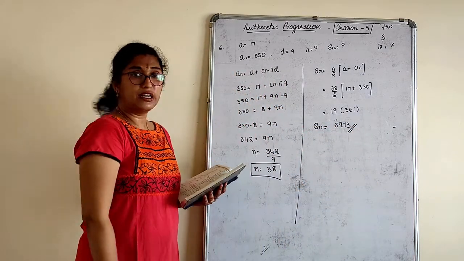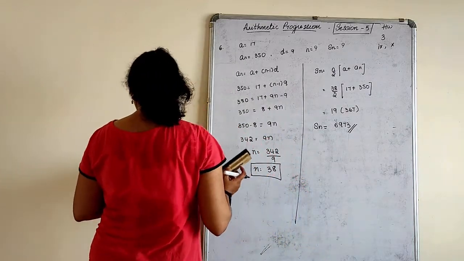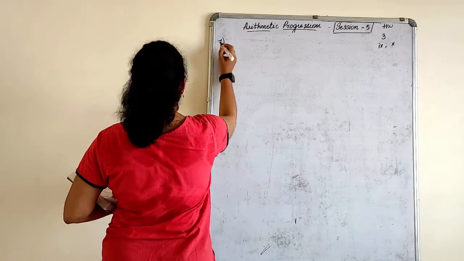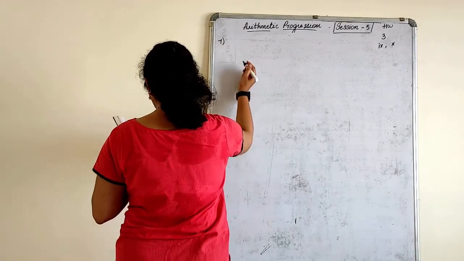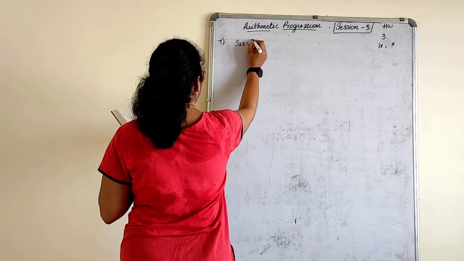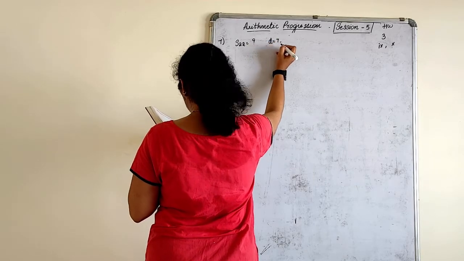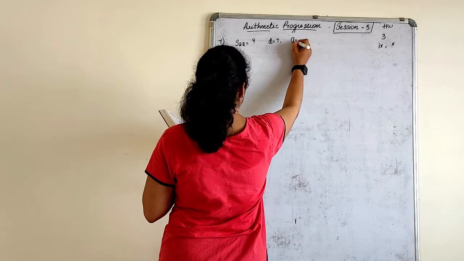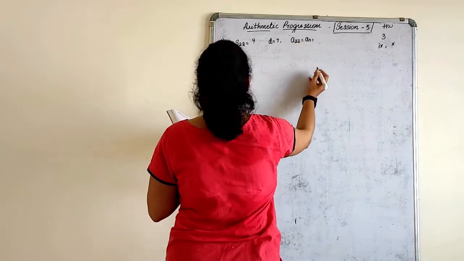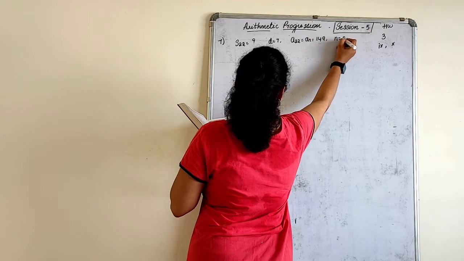This is how we have already done this sum. It's a repetition again. We'll quickly start with the seventh one. Find the sum of first 22 terms. S22 we have to find, in which the common difference is 7 and the 22nd term, the last term, is 149. That means your n is 22.